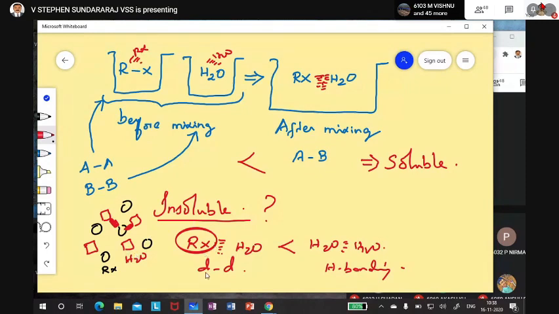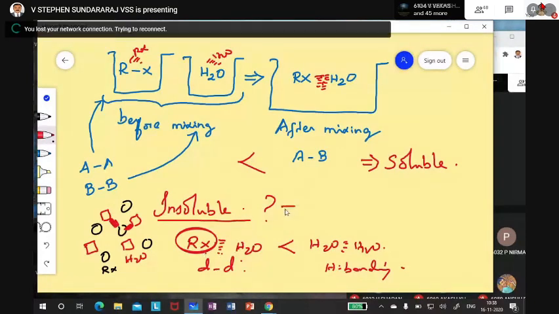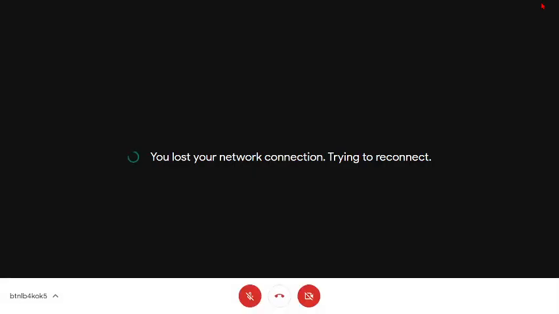That is because hydrogen bonding is there in water. Write the reason for insolubility: RX, the alkyl halide, cannot form hydrogen bonding with water. That is understood. No need to write the story.